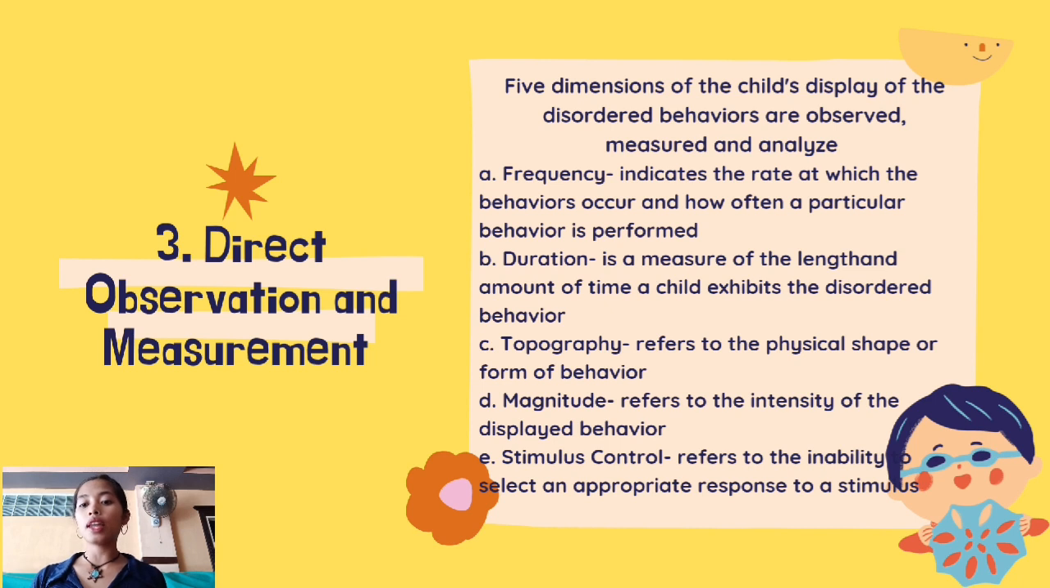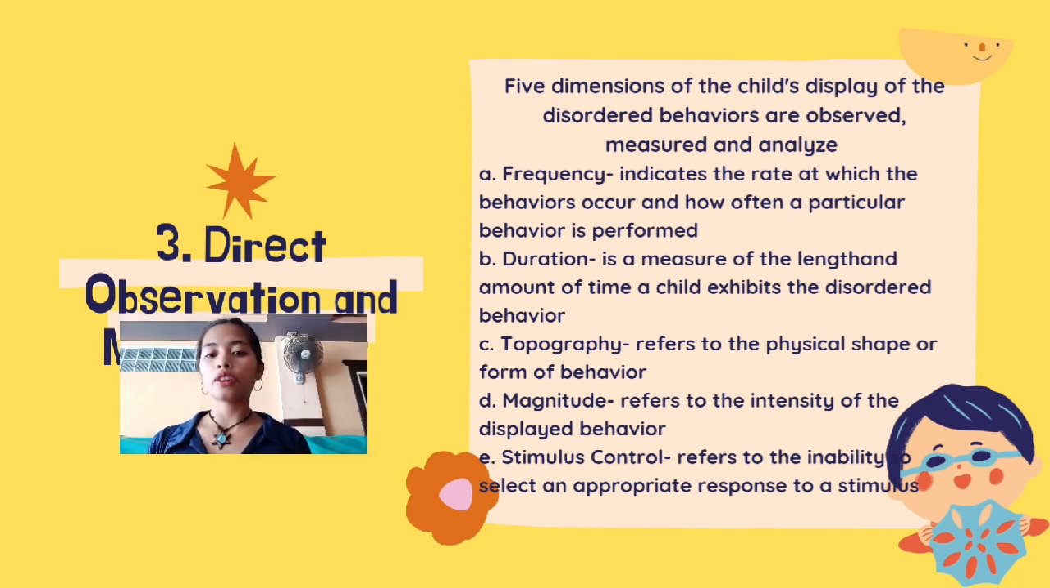Second is duration. It is a measure of the length and amount of time a child exhibits disordered behaviors. The length and amount of time spent in the undesirable behaviors is longer and may last for an hour or more. Normal children display temper tantrums for no more than a few minutes.